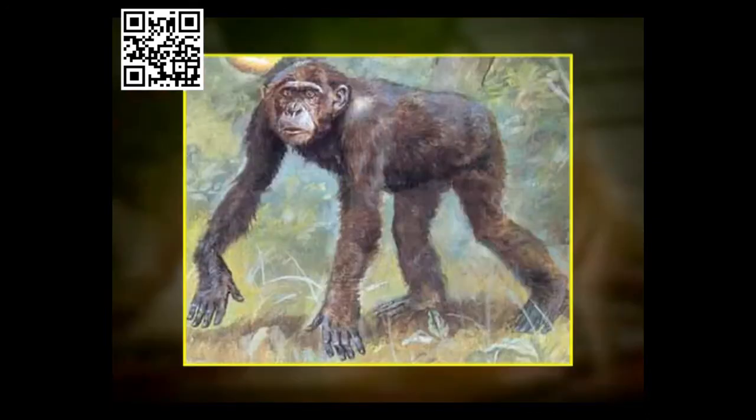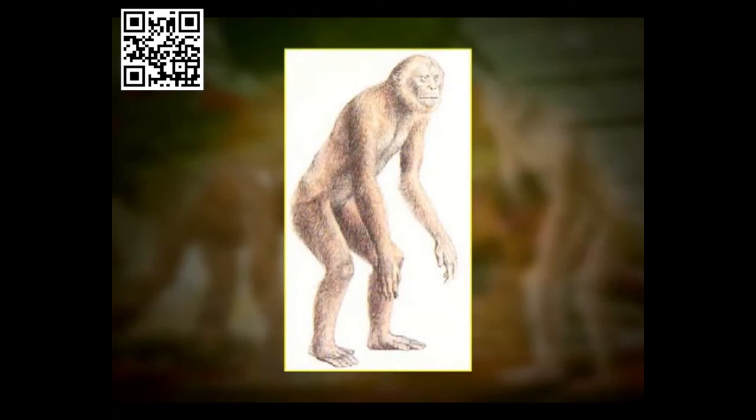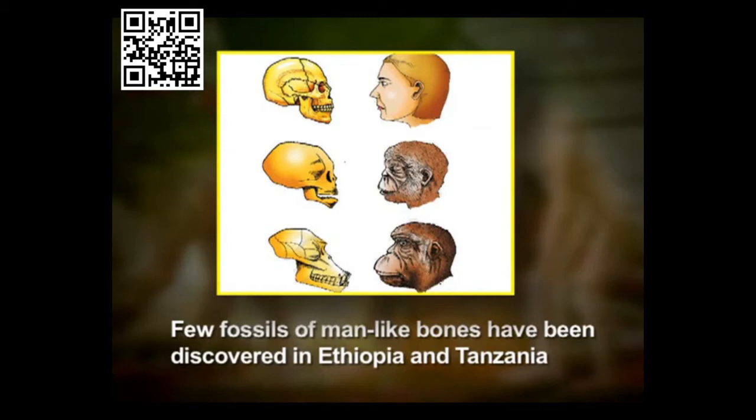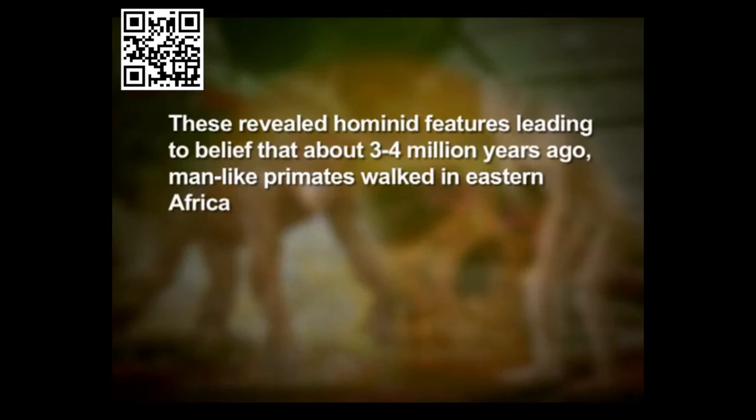Now, we will discuss the origin and evolution of man. About 15 million years ago, primates called Dryopithecus and Ramapithecus were existing. They were hairy and walked like gorillas and chimpanzees. Ramapithecus was more man-like, while Dryopithecus was more ape-like. Few fossils of man-like bones have been discovered in Ethiopia and Tanzania. These reveal hominid features, leading to the belief that about 3 to 4 million years ago man-like primates walked in eastern Africa. They were probably not taller than 4 feet but walked upright.